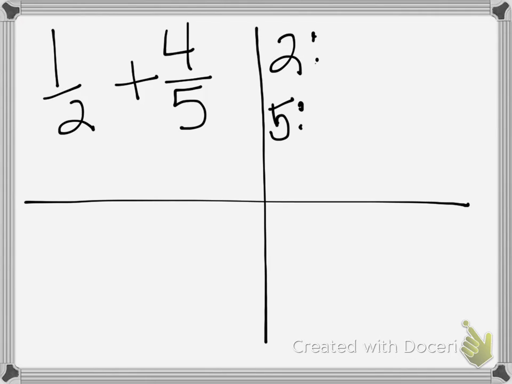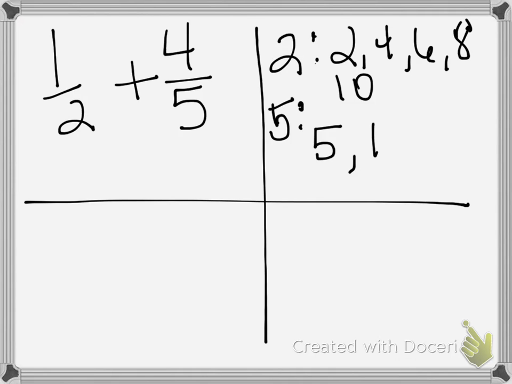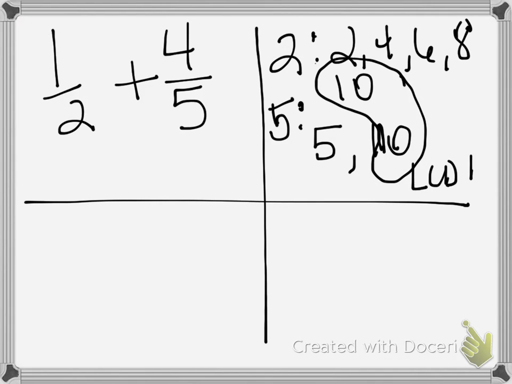So I'm going to list the multiples for 2 and 5. 2, 4, 6, 8, and 10. Okay, and then for 5 we're going to have 5, 10. So the least common multiple that they have in common is 10. Therefore my LCD is 10. What that tells me is that I want the bottom number, which is my denominator, to become 10.